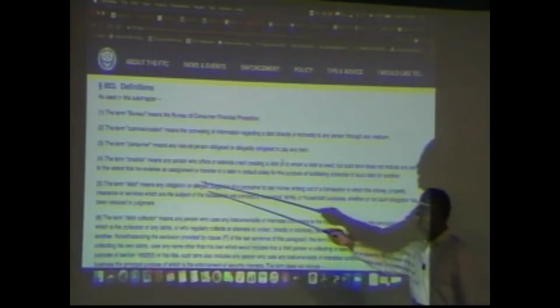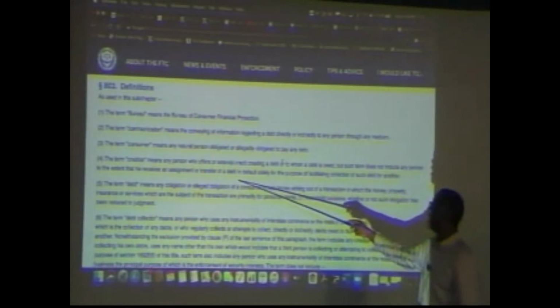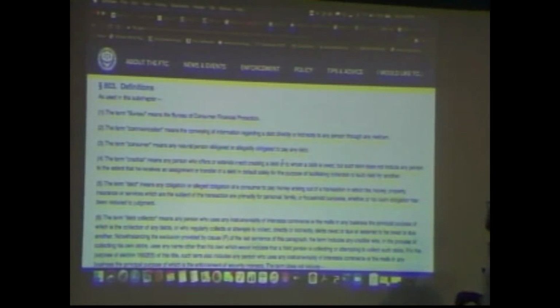To the extent that he receives an assignment or transfer of a debt in default solely for the purpose of facilitating collection of such debt for another. So once the debt goes into default, and they're collecting on it for someone else, they're not a creditor. And that's key. Right? So if the debt is in default, they become a debt collector.